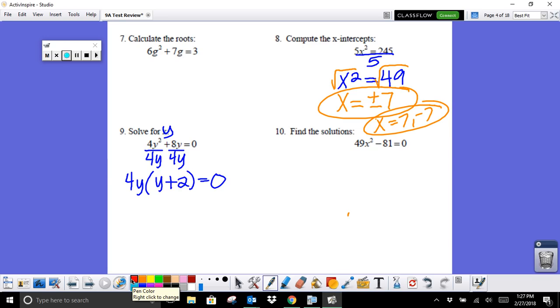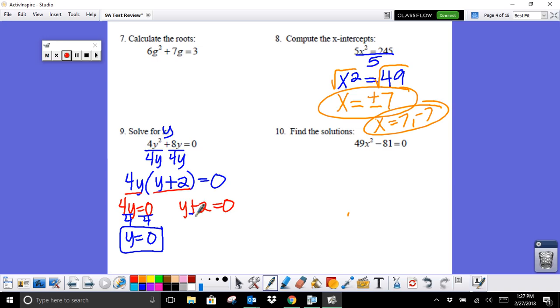Okay, so what I need to do is take each one of these factors and set them equal to 0. So I'm going to have 4y equals 0 and y plus 2 equals 0. So this first one, I'm going to divide both sides by 4. So y is equal to 0. And over here, I'm going to subtract 2. So y equals negative 2. This is one of the easier ones because we don't have to go into the whole long factoring process, because after we took the GCF out, we didn't even have any squares left.